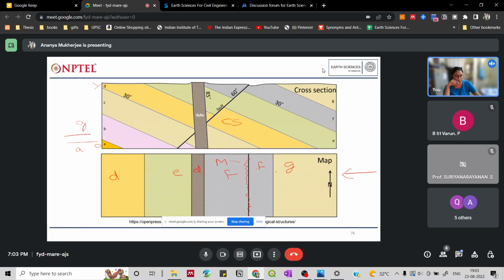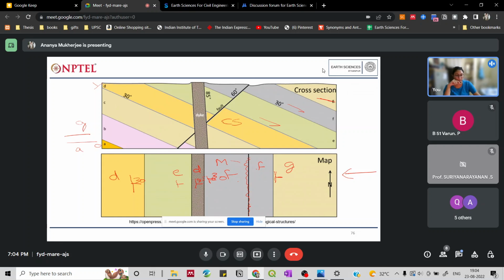Then you also mention the strike direction and the dip direction. Say G is dipping this side, then F is dipping this side, E is dipping this side, so all the directions will be in that sense. And the amount over here is 30, then F is, sorry, F is also 30, and the dike is say 85, so you write 85 over here.